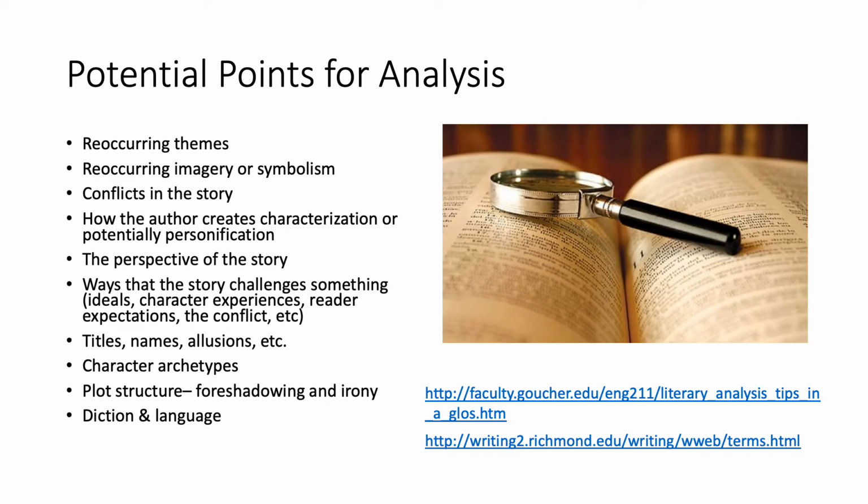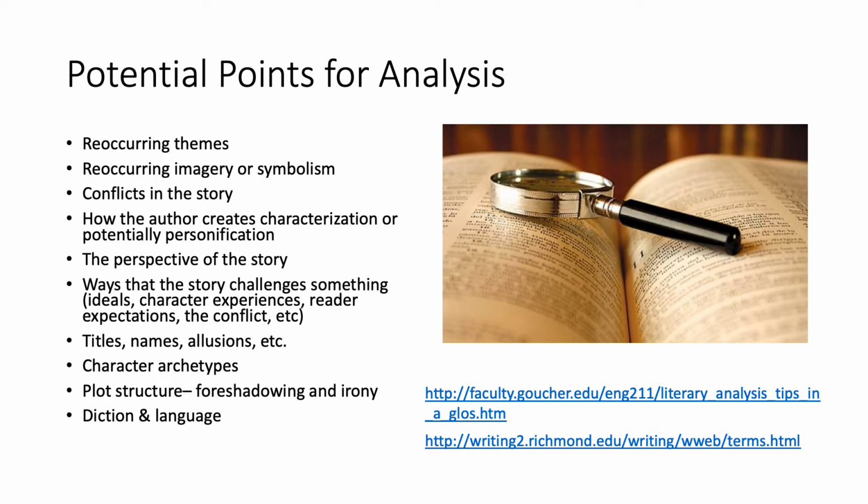Once you have deeply dissected your conflict, you can start looking for the various points of analysis in the novel that support or explain the action of the conflict. Some potential points of analysis are recurring themes, imagery or symbolism, characterization and personification, different perspectives that might be used in the story. So, is the story told from the first person or the third person? How would it be different if it were something else?